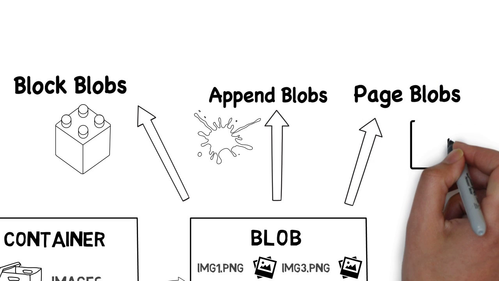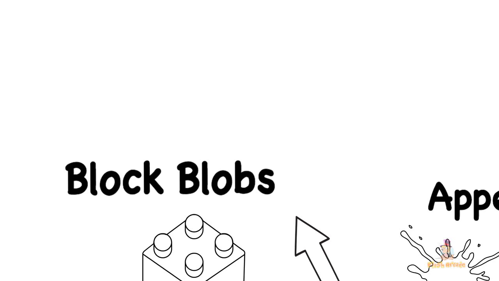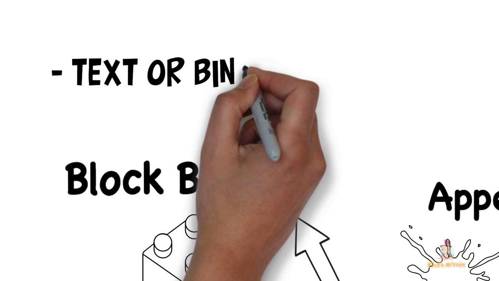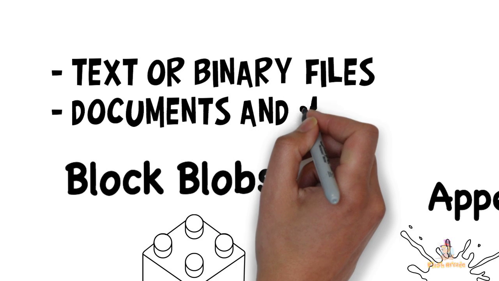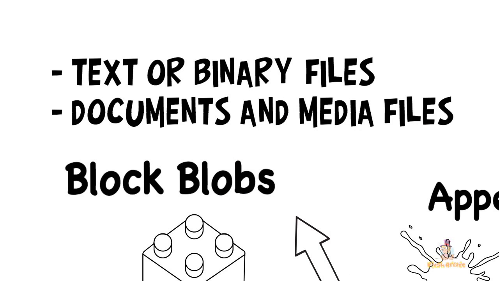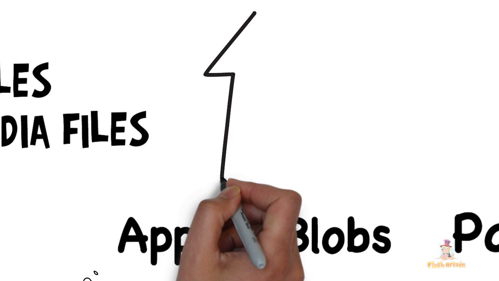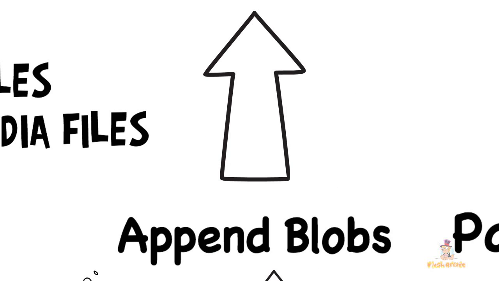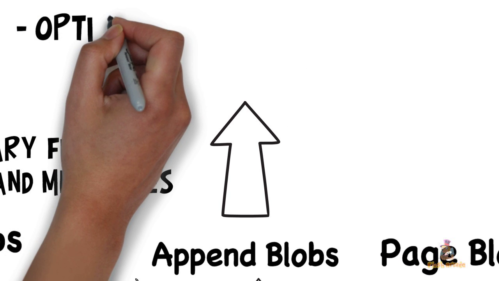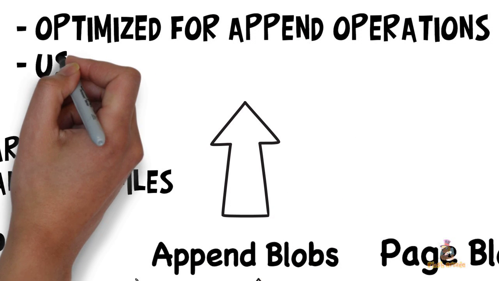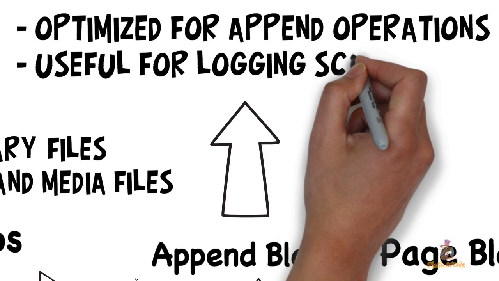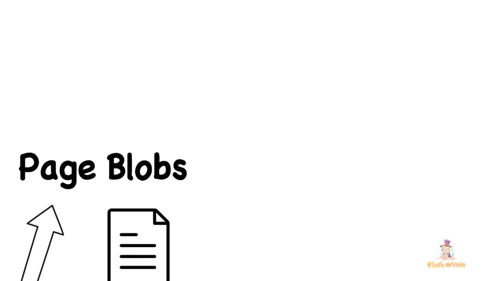So let's break it down even further. Now, a block blob, these are used for text or binary files, documents, media files, images, just one single file. We also have append blobs. Now, append blobs are like block blobs, although they are optimized for append operations. So in this case, they are very useful for logging scenarios because we're going to be reading the data often.